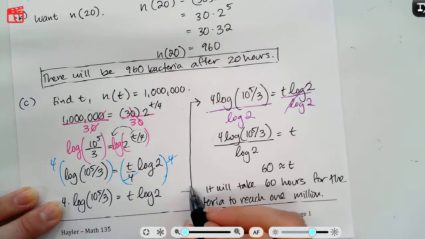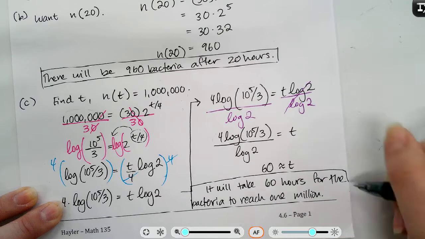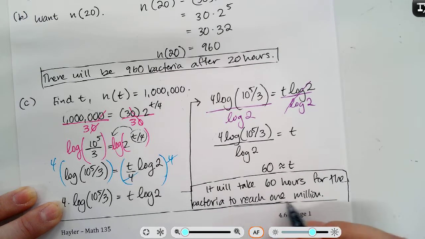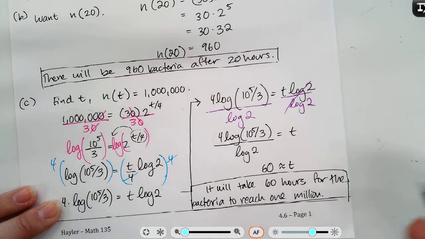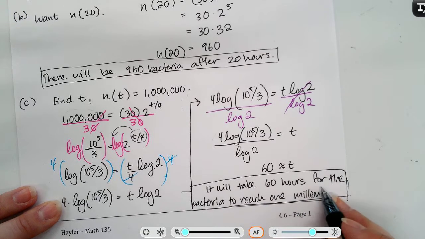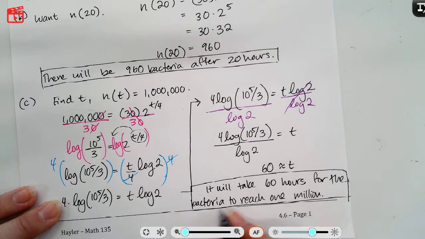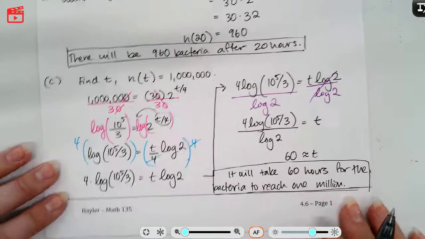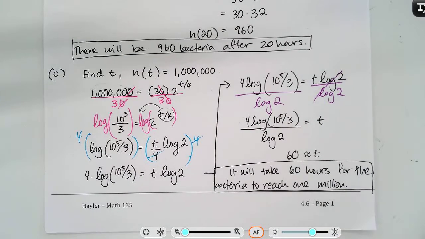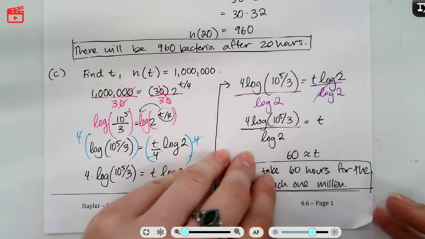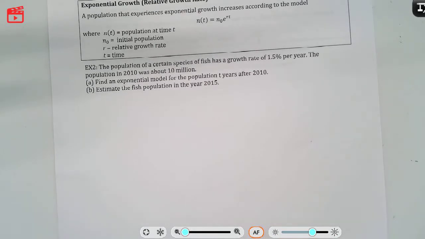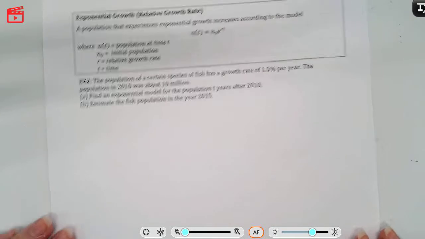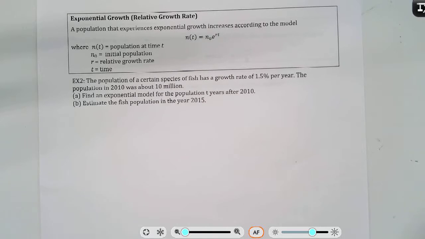Okay, notice I added that extra phrase there for the bacteria to reach 1,000,000. So if you just say it will take 60 hours, try to make that complete with adding what we're looking for, the bacteria to reach 1,000,000. Sorry, I keep tilting the page there. Okay, so there we go. That was exponential growth, where we had doubling time. So now we're going to look at exponential growth with a relative growth rate.